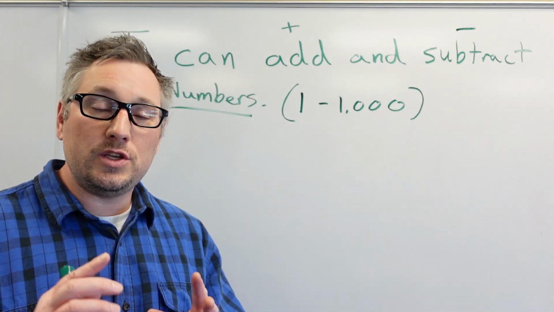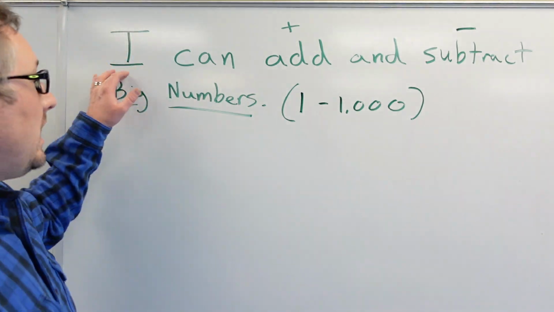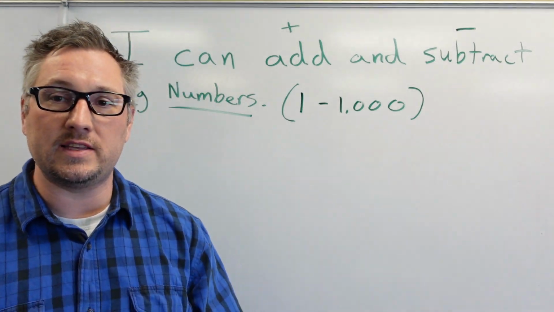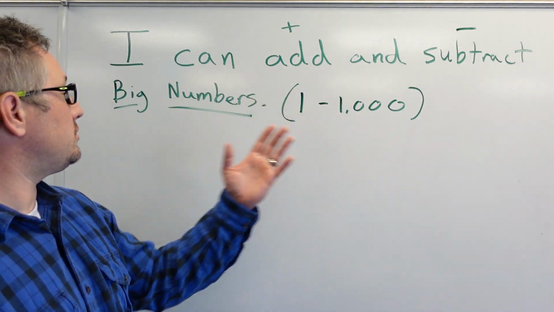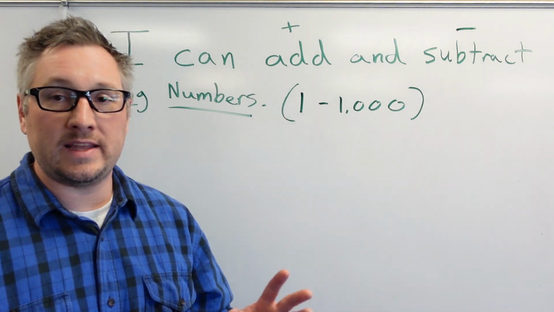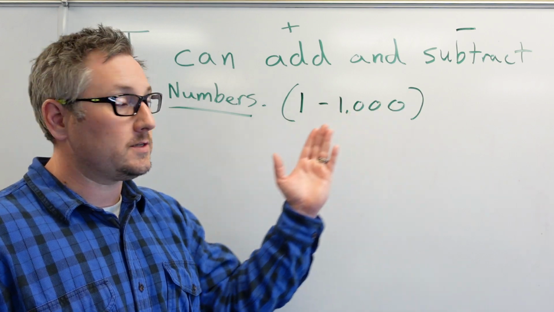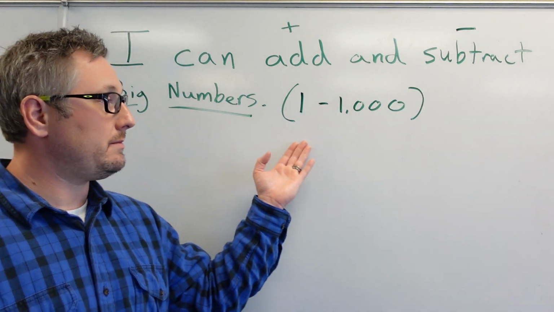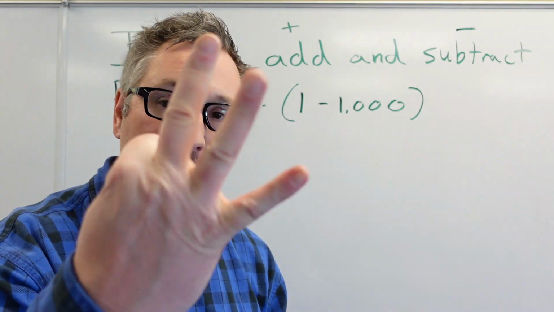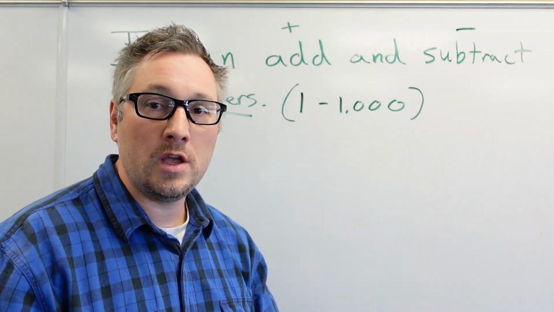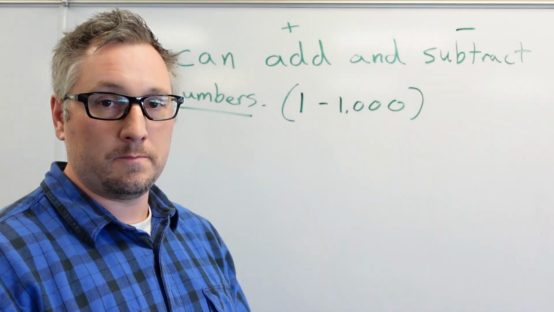As always, you have a learning target, and that is turned into an I can statement. By the end of this lesson, you should be able to add and subtract big numbers. The I can statement is I can add and subtract big numbers. That means numbers from 1 to 1,000. I'm going to teach you 3 different strategies to add and subtract all the way to 1,000.